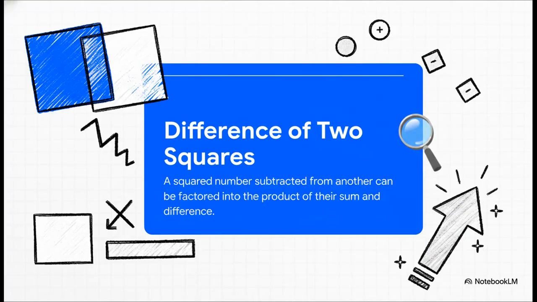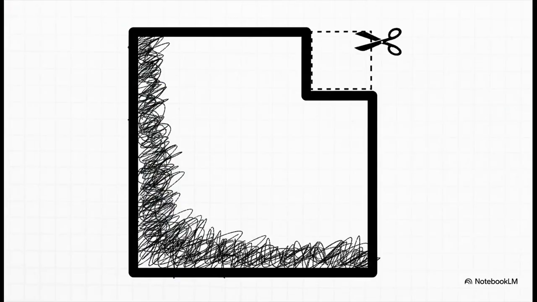Ah, a true classic, the difference of two squares. You've probably seen this formula before. It's this incredible little shortcut that says if you take a squared number and subtract another squared number, it always factors out into their sum times their difference. It just pops up everywhere. But you don't have to just take the formula's word for it. We can actually see why this works.